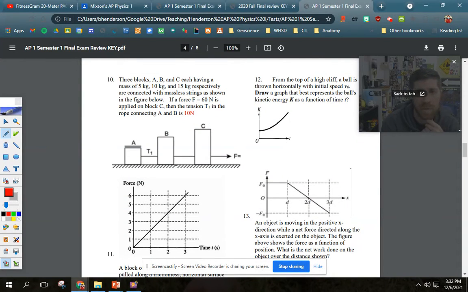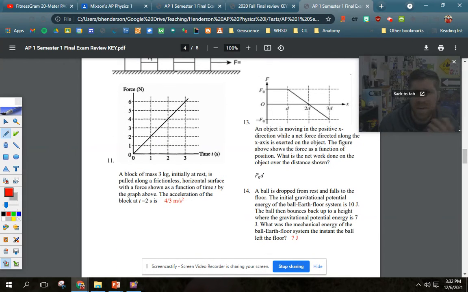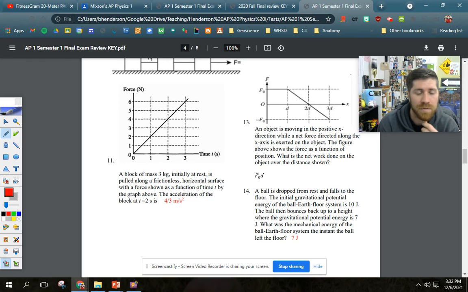This one's very similar to the one we did earlier, where you would just look at the total mass of the system and divide out to get the acceleration. Number 11, and I know I'm going kind of fast, sorry, but this is really just for those of you who are interested. This is a question where you're looking at a force over time.